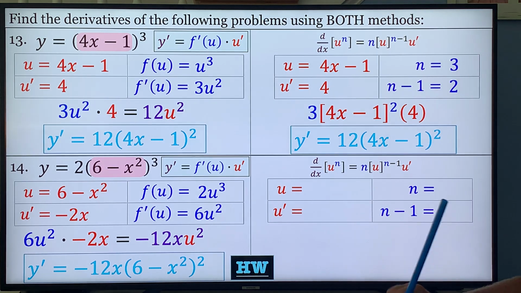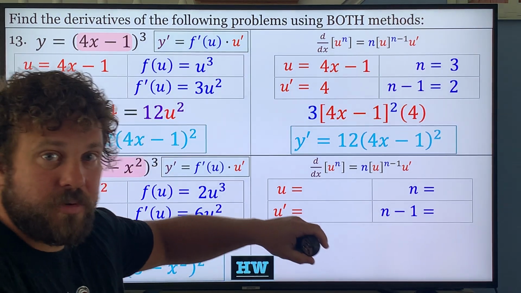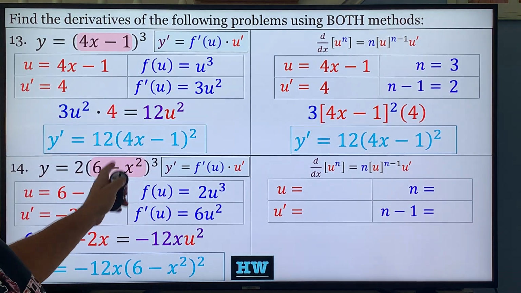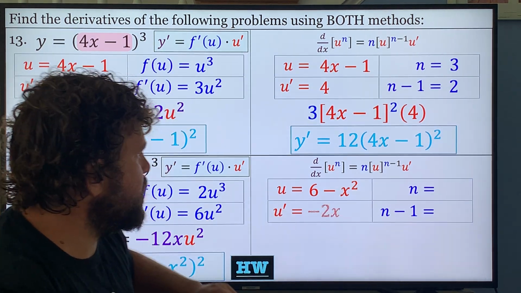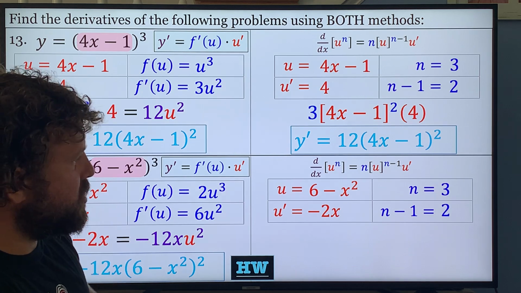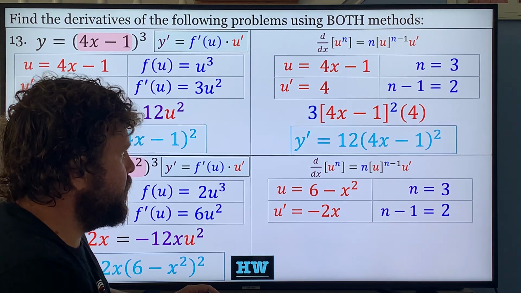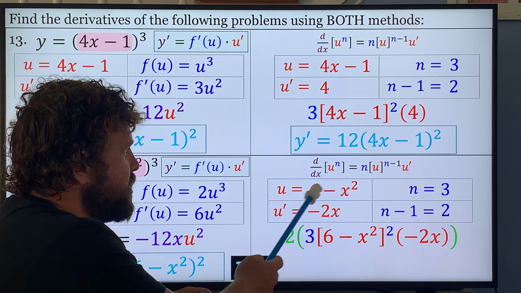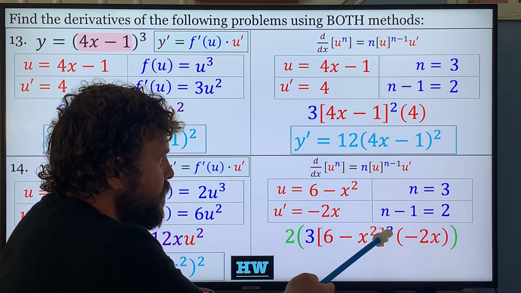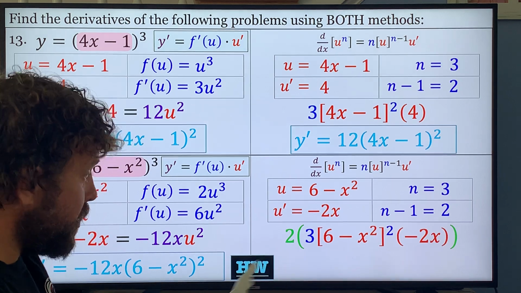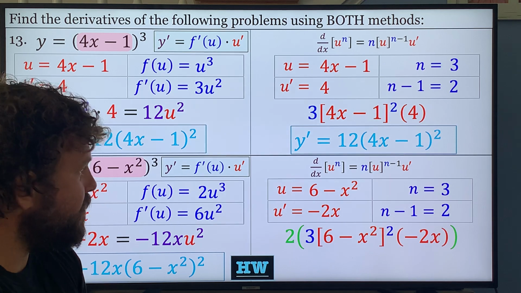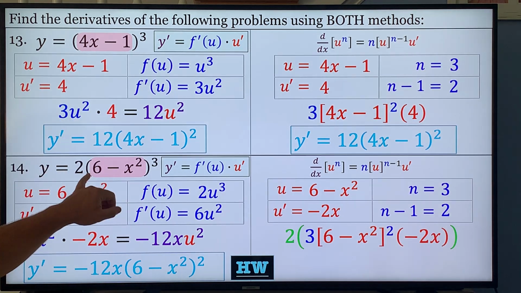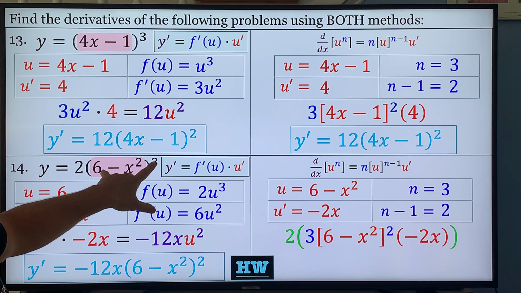This problem right here. All right, u, same u, 6 minus x squared. N, u prime, negative 2x. N is 3, and n minus 1 is 2. Take all this, plug it in here. 2, 6 minus x squared, squared, times negative 2x. Now, here comes the problem. Where did that green 2 come out of? Came out of nowhere, right? It actually didn't. Because there's a 2 right here, you're just deriving this piece right here.